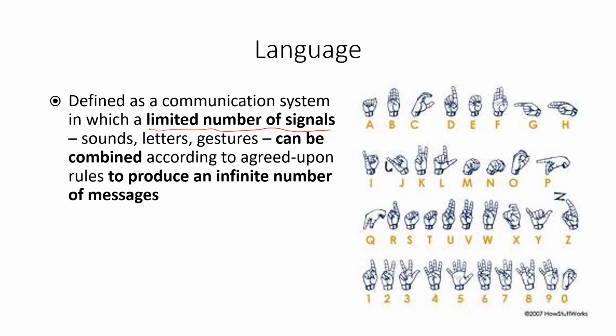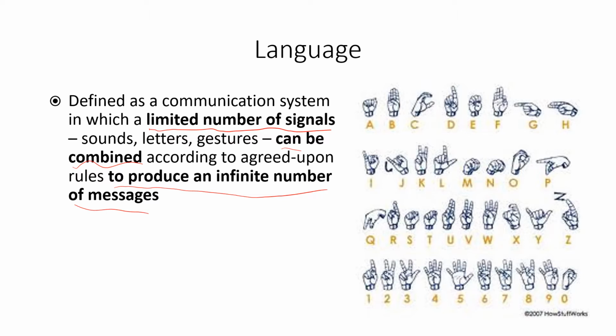Then these limited number of signals are combined according to basically agreed upon rules within the language to produce an infinite number of messages. Finite number of signals combined to produce an infinite number of messages. And this is essentially how language works. And when we look at this, what is the difference between language and communication? Because language is a unique human thing. Humans are the only species to have true language.